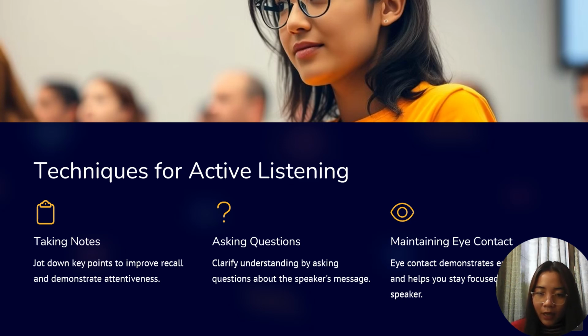Maintaining eye contact, so you have to keep and maintain the eye contact. Some people, if I'm talking to you like this, or if I look that side and I'm explaining to you, it will be a very awkward situation, right? You won't like listening to me or understanding what I am saying. So I have to maintain eye contact, so that it will help you stay focused.